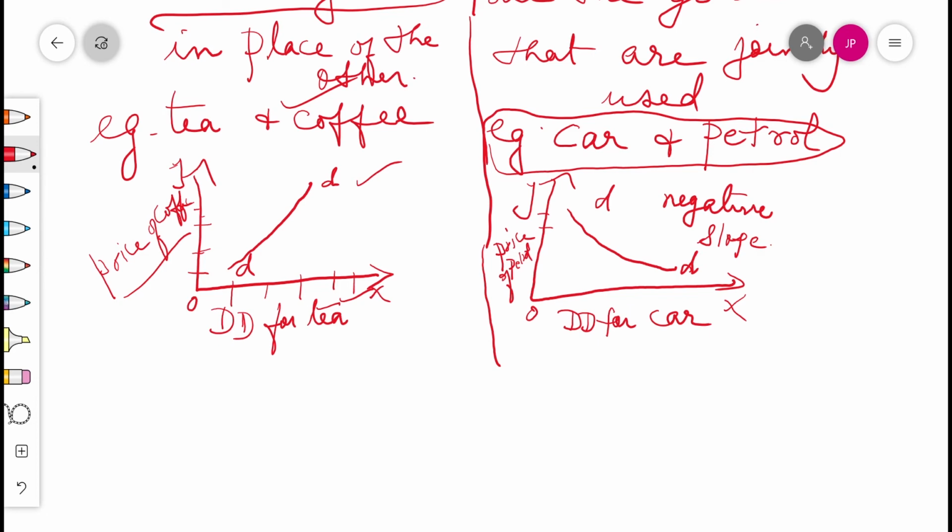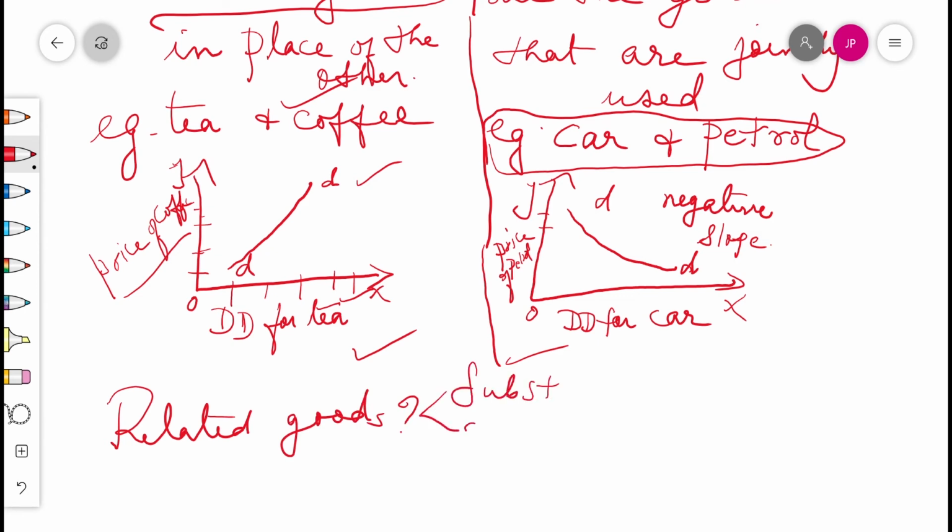No need of schedule for the time being. This is enough. So make a question here. Related goods, what are they, explain? That is substitutes and complementaries. Again, we can come to the point. Demand curve of substitutes and complementaries. Draw and show.